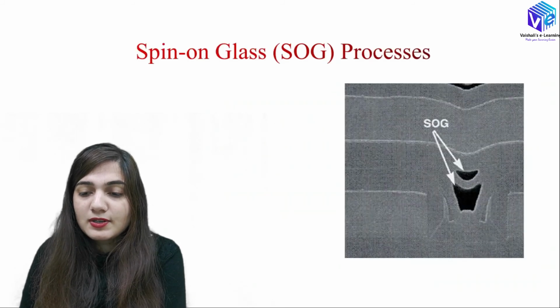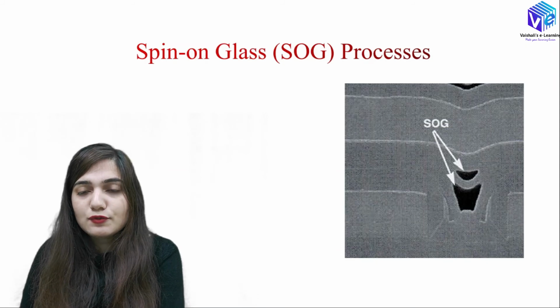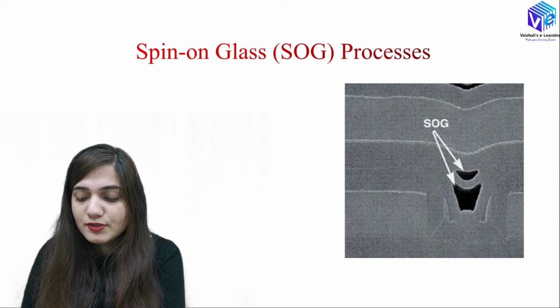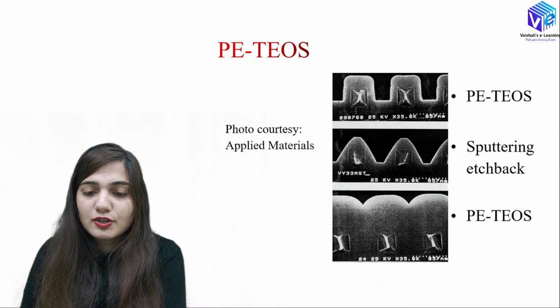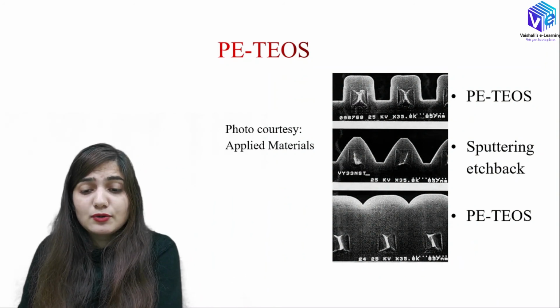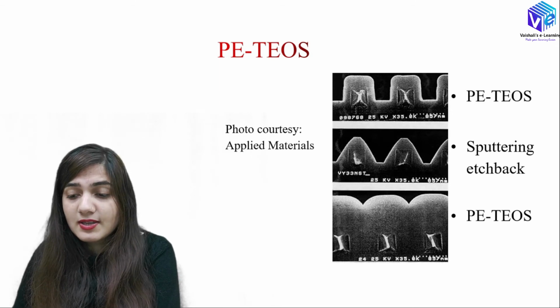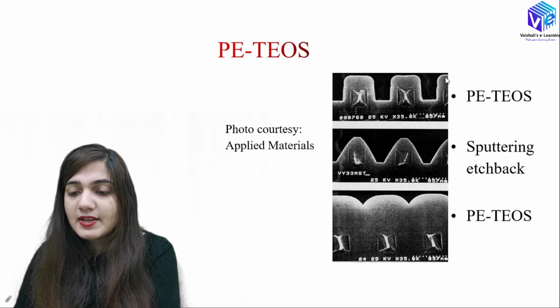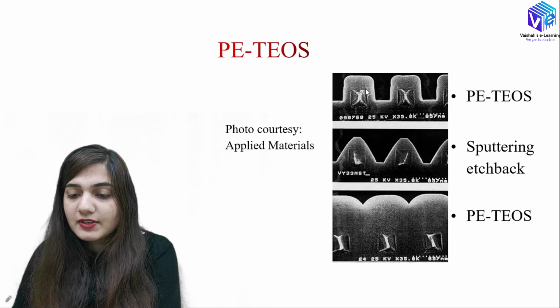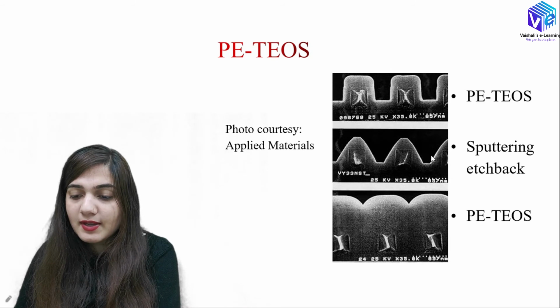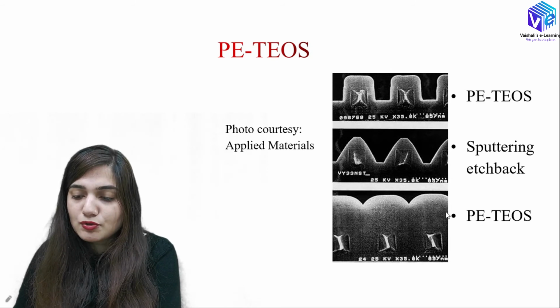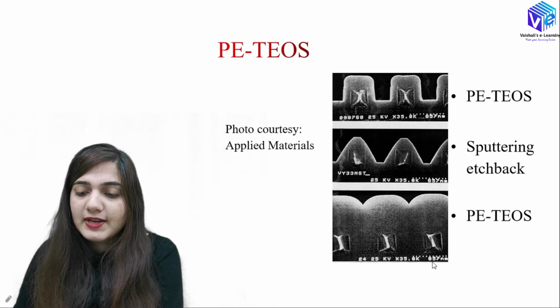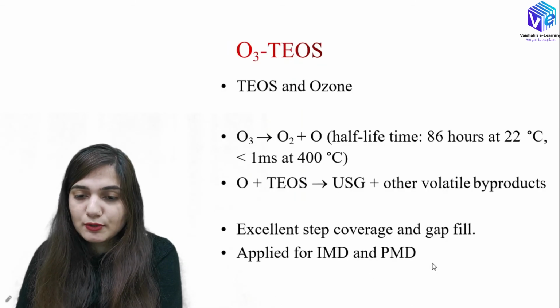You can also see the spin-on glass processes. Spin-on glass processes are used for the formation of thin layers of dielectrics. I have already talked about it. So now coming to the PETEOS process, you can see high uniformity in the deposition. After this deposition, we are going to do the sputtering and etchback. For the planarization, again we are going to do the PETEOS. This is the full reaction that is happening in the PETEOS.